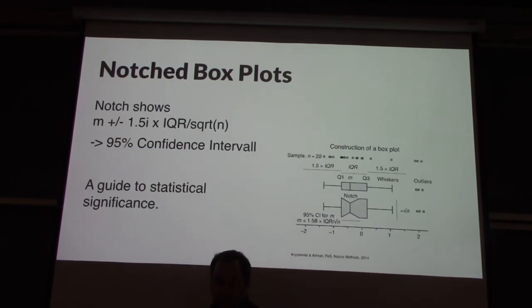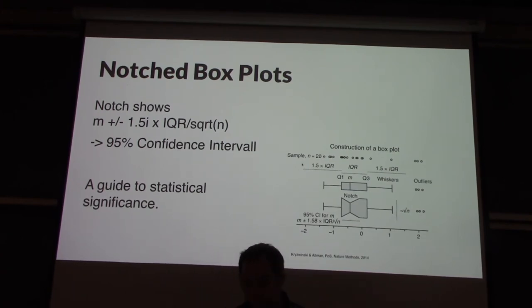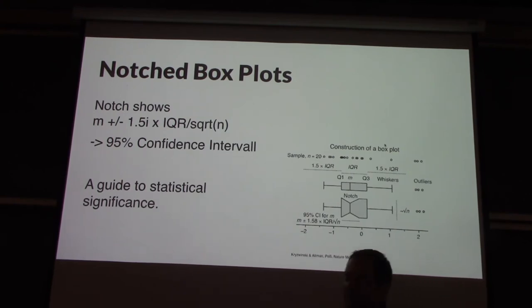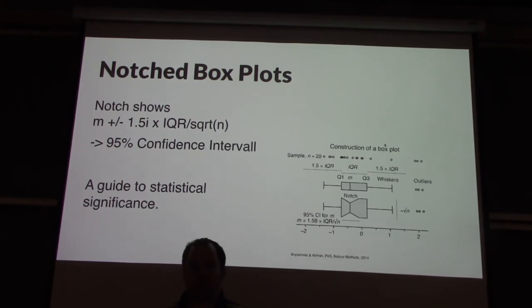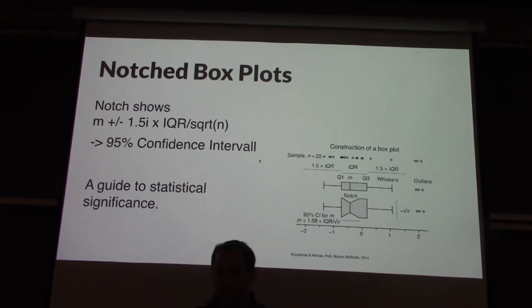You can also show notched box plots. The notches are typically used to show the 95% confidence interval, if you want to make inference about statistical significance. Because you can reason that if two distributions have no overlap in the 95% confidence interval, then you can say that they have a p-value of smaller than 0.05. It doesn't hold the other way around. If you have an overlap, you could still have a significant relationship, but if they don't overlap, you know that you do have a significant relationship.